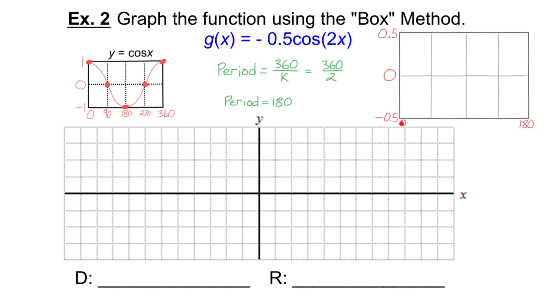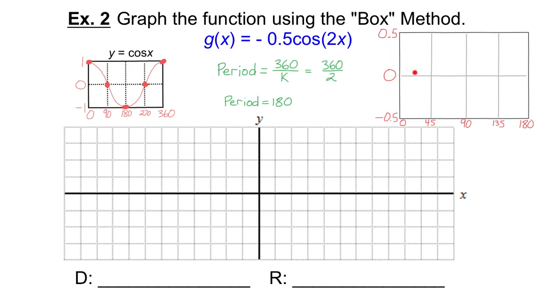So I'm going to start at 0 but end at 180 this time. Now I can figure out what these values in the middle are. Halfway between 0 and 180 is 90. Halfway between 0 and 90 is 45. And halfway between 90 and 180 is 135. So I've got all the numbers figured out.